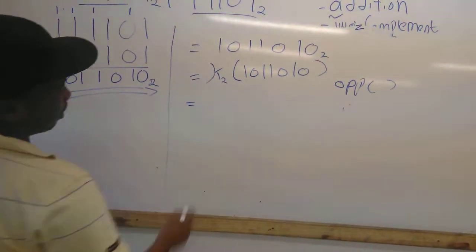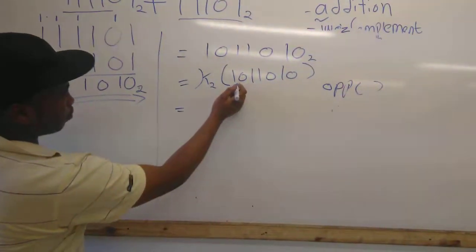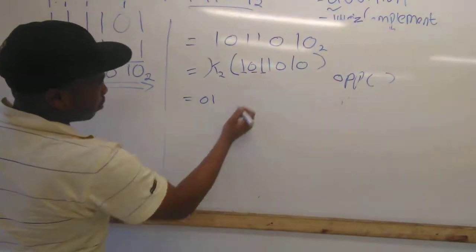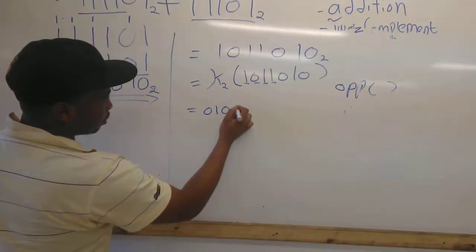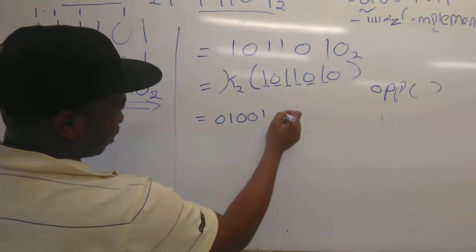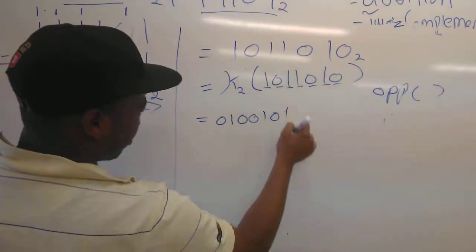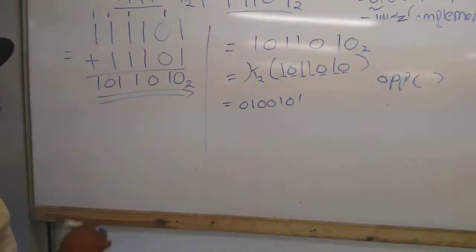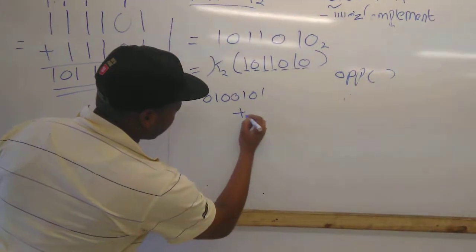So the second step is: change this 1, it's going to be 0, the 0 is going to be 1, 1 is going to be 0, 1 is going to be 0, 0 is going to be 1, 1 is going to be 0, 0 is going to be 1. Then before you can say this is your final answer, you add 1.